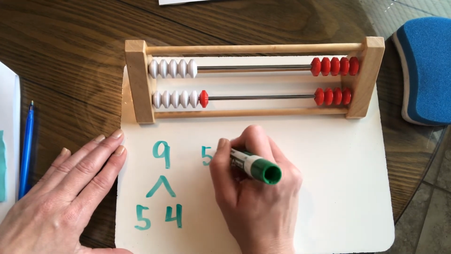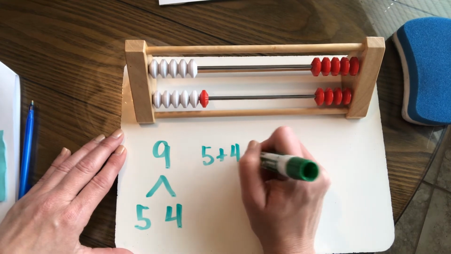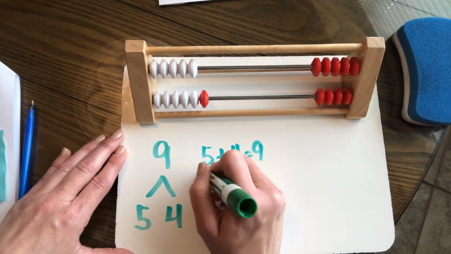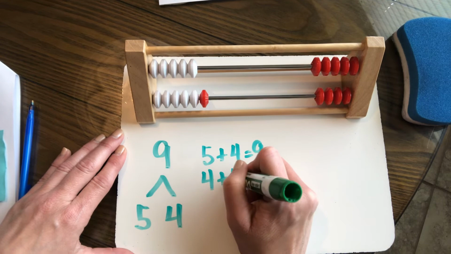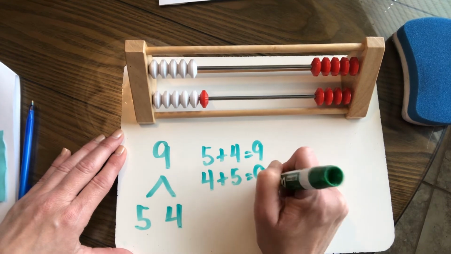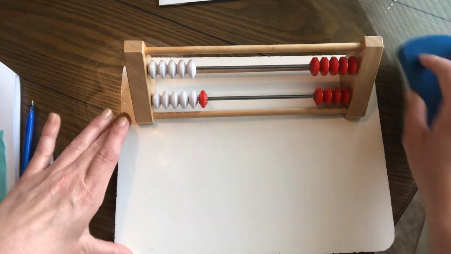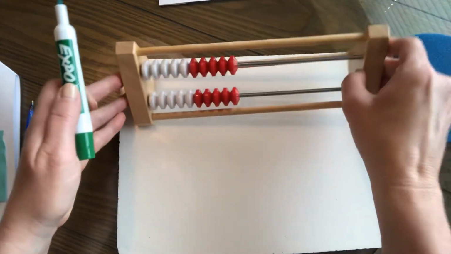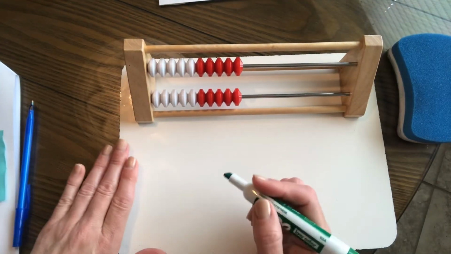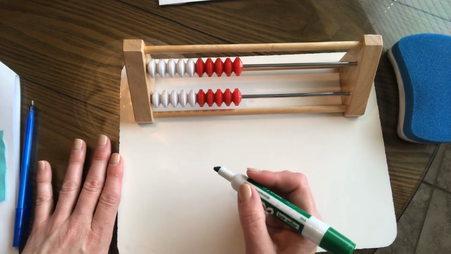So 5 add 4 equals 9. 4 add 5 also equals 9. All right, let's do just a few more.